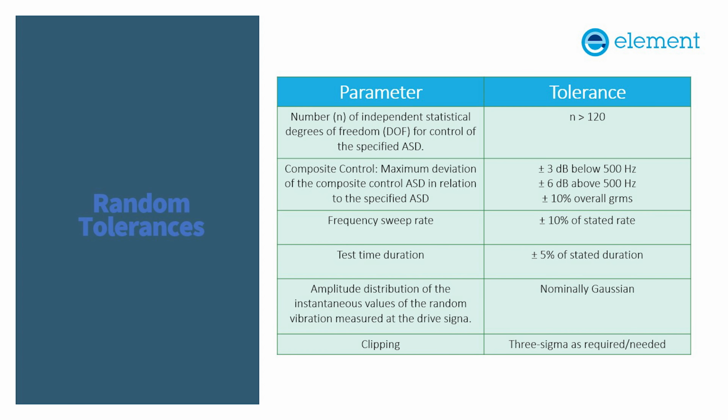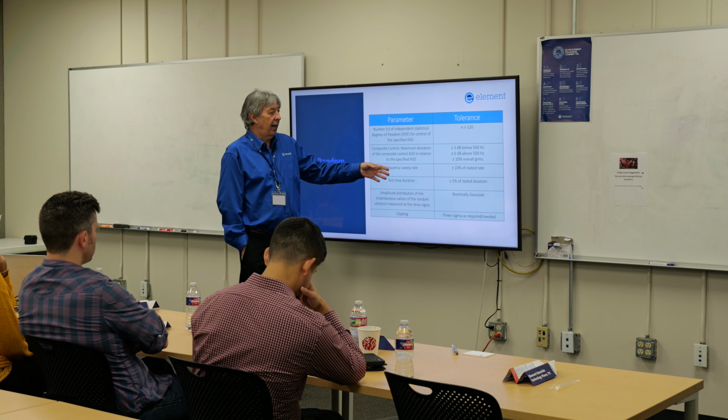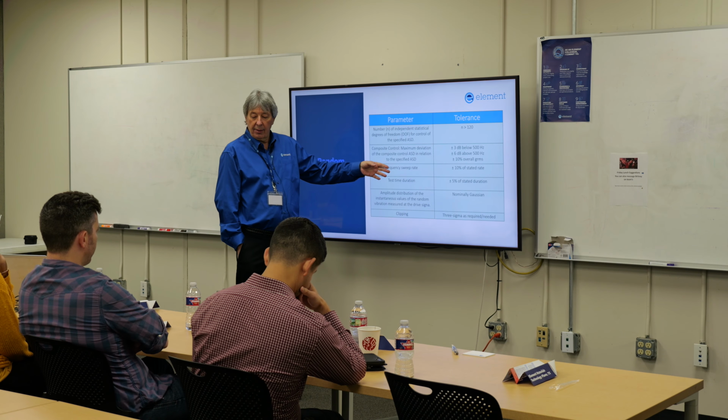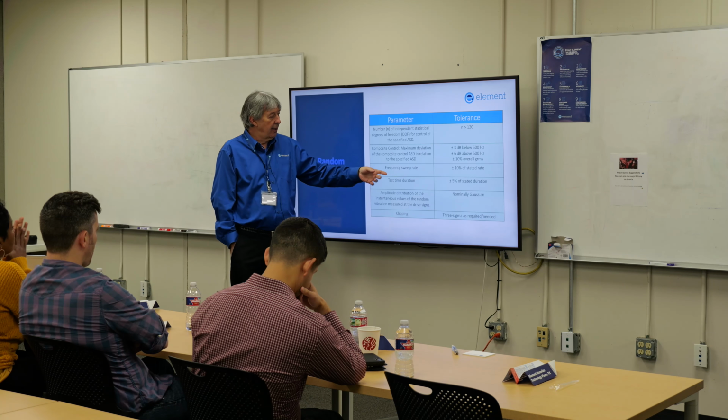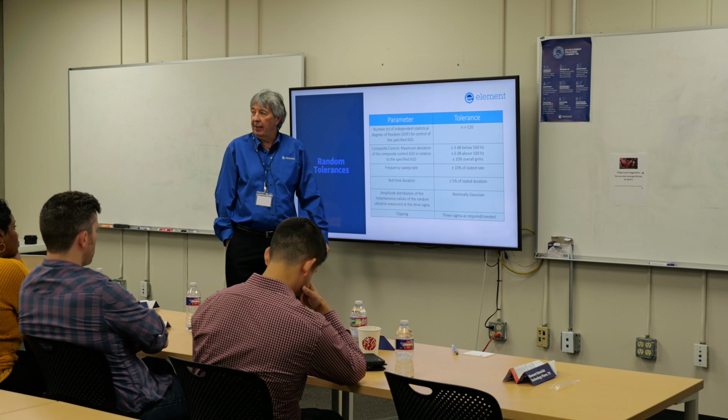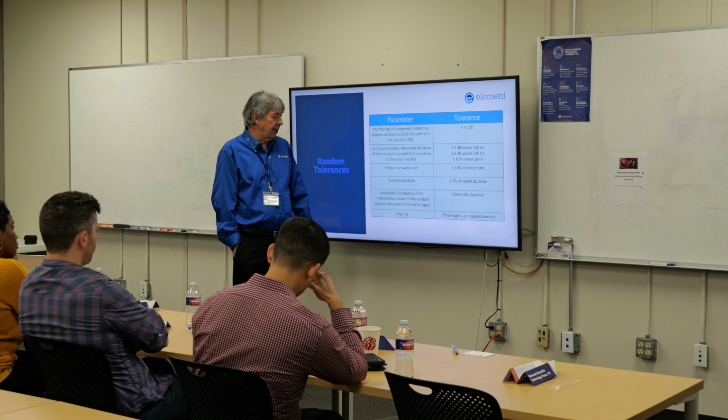The damaging potential energy of a random vibe or anything is the area under the curve, the area under the shock, the area under the peak. At the higher frequencies, it's a very small area, so the damaging potential is less likely, and so they allow you to deviate. Frequency sweep rate, 10%. With sine, we sweep one octave a minute, two octaves a minute. Sweep rate has to be within 10% of the stated. These are just standard tolerances.